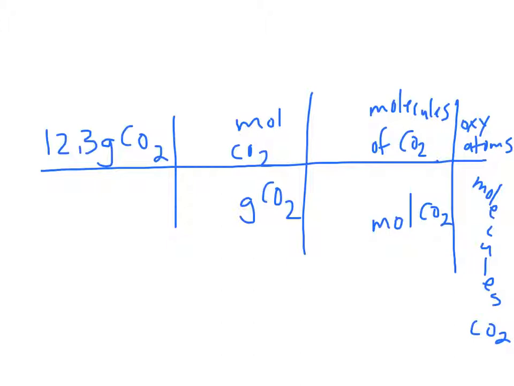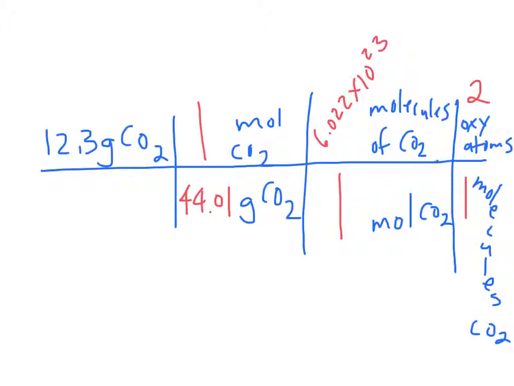The molar mass, this part right here, of carbon dioxide is 44.01. So 44.01 grams of carbon dioxide is equal to 1 mole of carbon dioxide. We also know that 1 mole of carbon dioxide is the same as 6.022 times 10 to the 23rd molecules of carbon dioxide. Now this new conversion factor, we know that 1 molecule of carbon dioxide has 2 oxygen atoms in it. So that's what our dimensional analysis is going to look like.